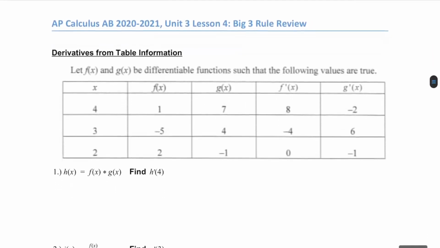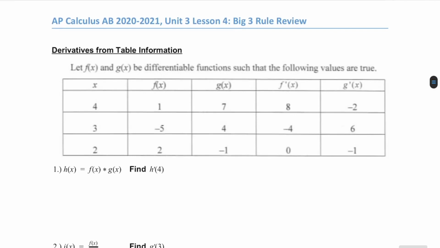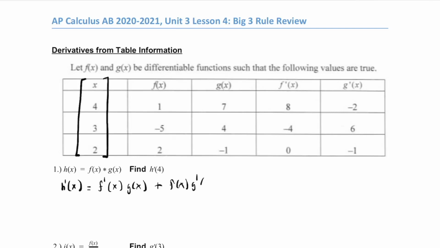Another way that this information could be assessed, your knowledge of these rules, is if you have tables that tell you just enough information. And so let's say you have this table of values. We have our x values, so our inputs, right? And then we are given f of x at those inputs, g of x, f prime, and g prime. If we're trying to find h prime of x, just purely applying the product rule, will be f prime of x, g of x, plus f of x, g prime of x.